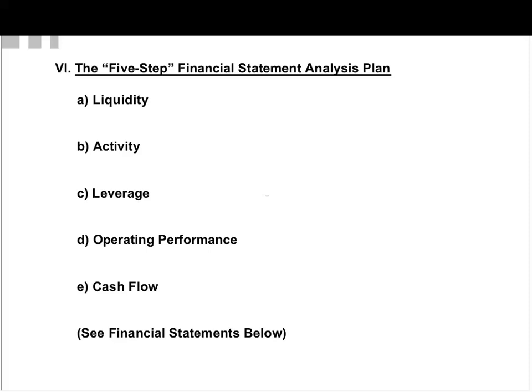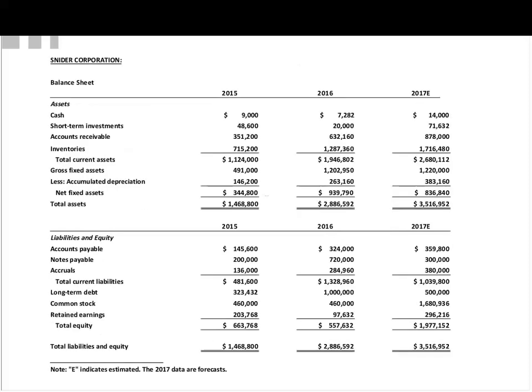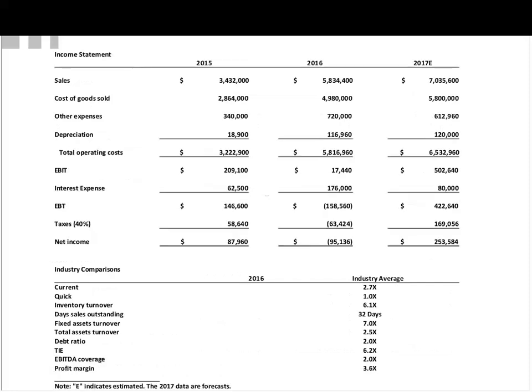Let's move to page number 12. Page number 12, Snyder Corporation. You can see on page number 12 and also on page number 13 we have both the balance sheets and the income statements. Also on the bottom of page 13, we have, of course, the industry average. You'll notice 17 has an E, estimated. Because we're now in 2018, I've slashed through the E on both the balance sheets and the income statements.